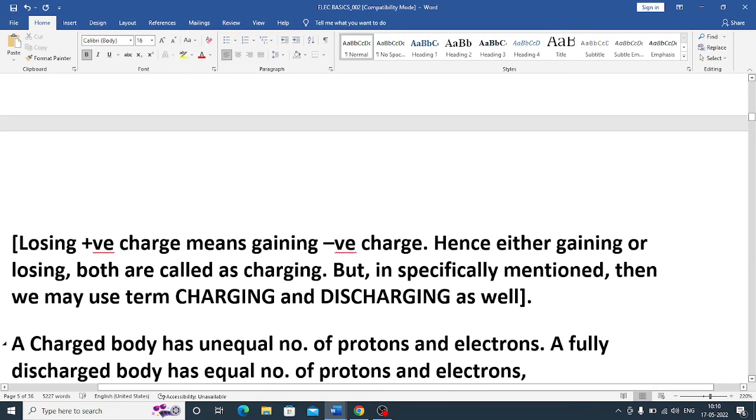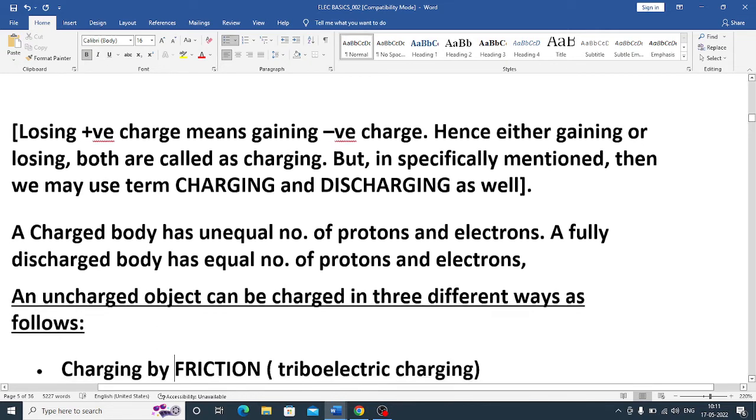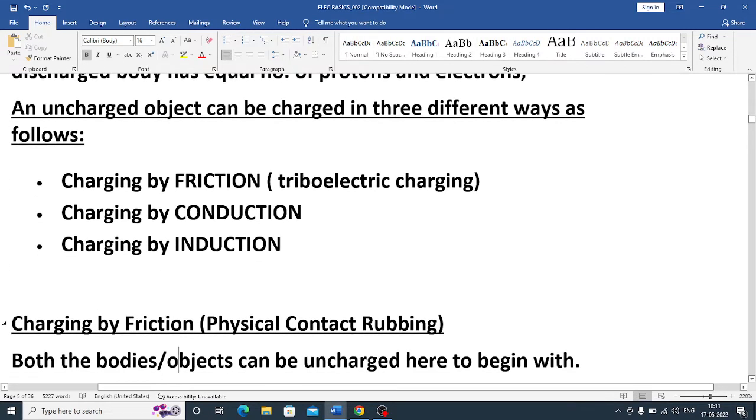Some say positive charge means gaining negative charge. Okay, sorry, because losing positive charge means gaining negative charge. So in that context, we should express the words charging and discharging correctly. You can have three ways of charging: friction, conduction and induction.